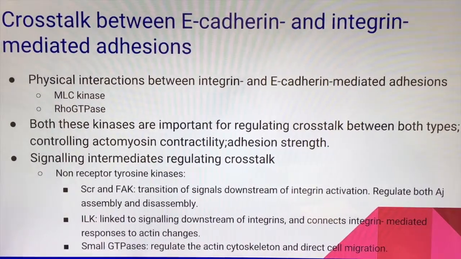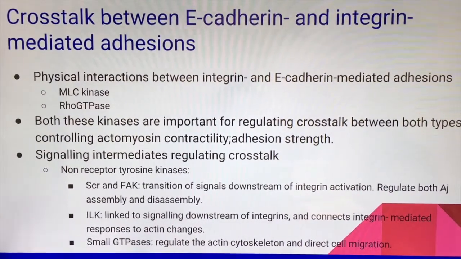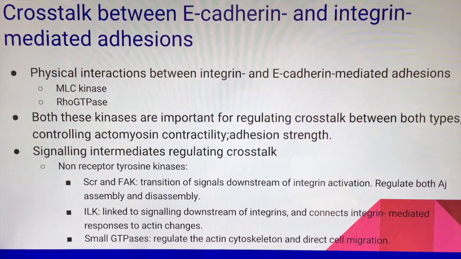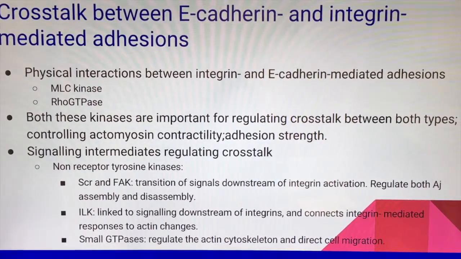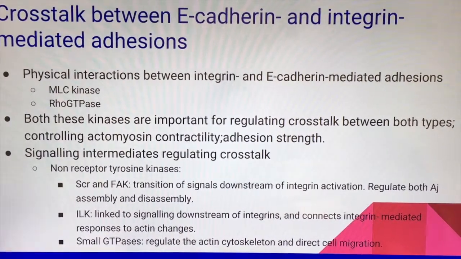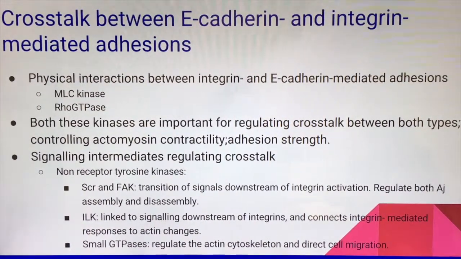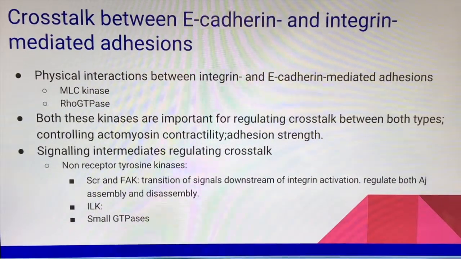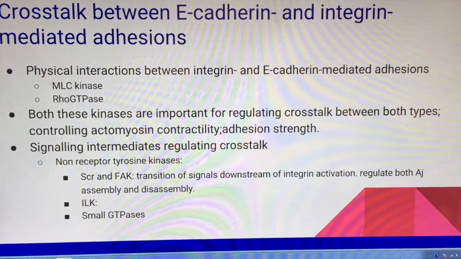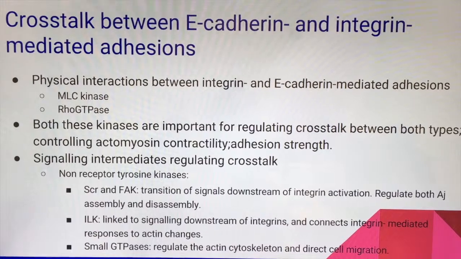muscles. The second is Rho-GTPase, which is a small signaling G protein, and they're part of the RAS superfamily, and they regulate many aspects of the intracellular actin dynamics. They are also found in the eukaryotic kingdom. They're important for regulating crosstalk, controlling actomyosin contractility, and adhesion strength. This has an impact on collective migration of the cells.